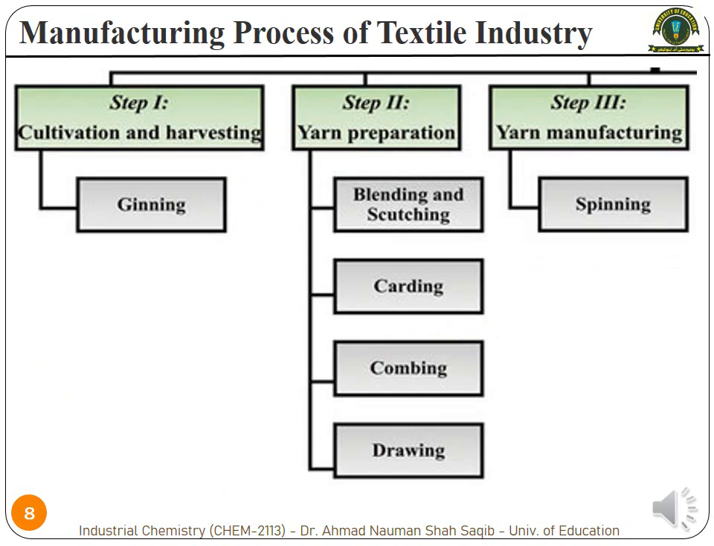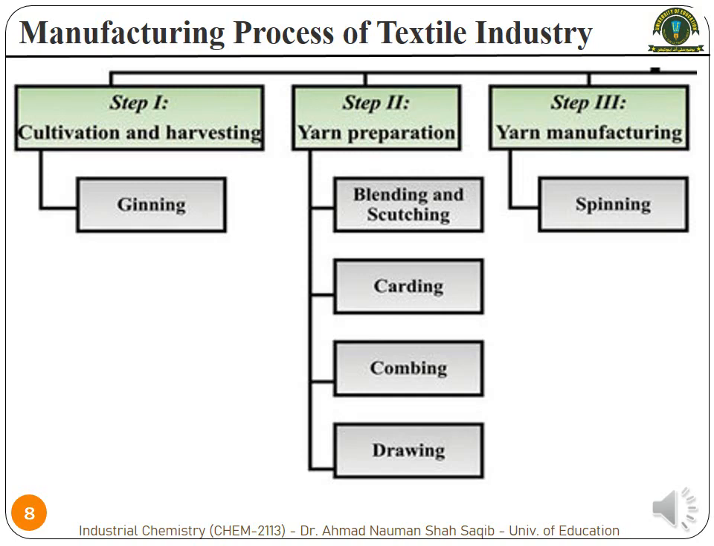Now we will move towards the manufacturing processes involved in the textile industry. So it is not a single step process, but there are many steps which are involved in the manufacturing of textile products. So as you can see in this slide, there are multiple steps, and each step involves multiple processes. In this lecture we will discuss all of these steps one by one in detail.